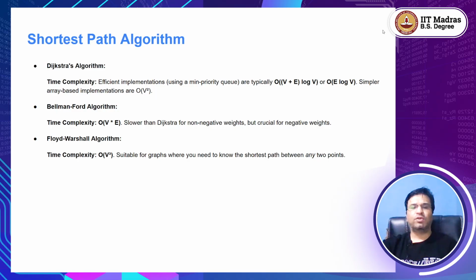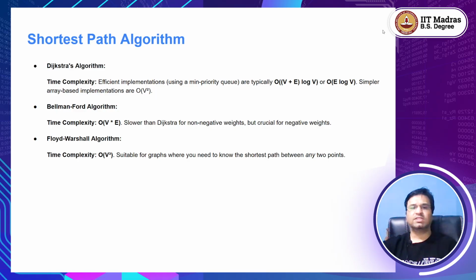Another algorithm is the Bellman-Ford algorithm. It finds the shortest path from a single source node to all other nodes, similar to Dijkstra's algorithm, but it can handle graphs with negative edge weights. It works by repeatedly relaxing, updating, all edges in the graph V minus 1 times. It can also detect if a negative cycle exists, which would mean no shortest path is defined. The time complexity for this algorithm is Big O(V E). Slower than Dijkstra for non-negative weights, but crucial for negative weights.